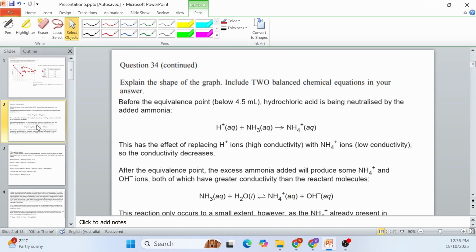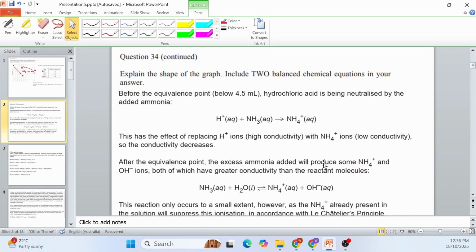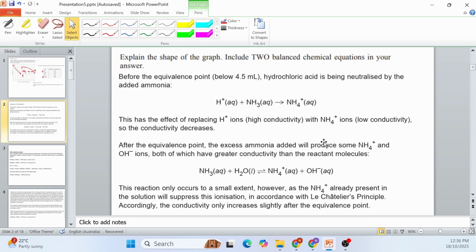After the equivalence point, the excess ammonia added will produce ammonium plus and hydroxide ions, both of which have greater conductivity than the reactant molecules. The reaction only occurs to a small extent, however, as the ammonium already present in the solution will suppress the ionization.